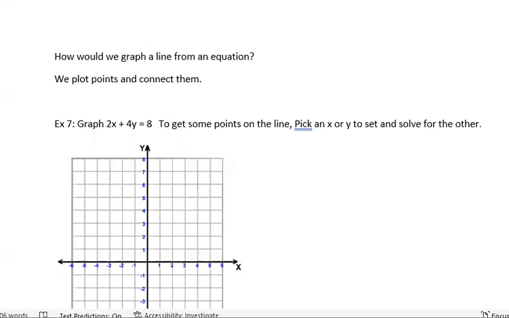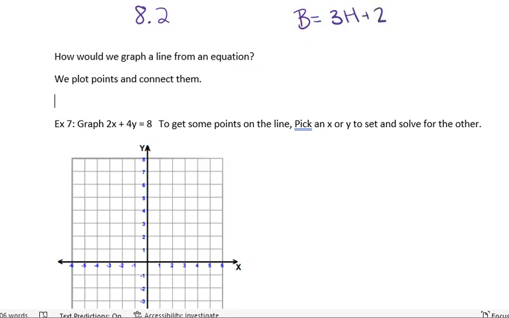Okay, this is a little bit more from lesson 8.2. So a few things that I didn't cover quite yet. How would we graph a line from an equation? We were doing that before when we had the bread and the hour, and we had that the number of loaves of bread was 3 every hour plus the 2 from the night before.